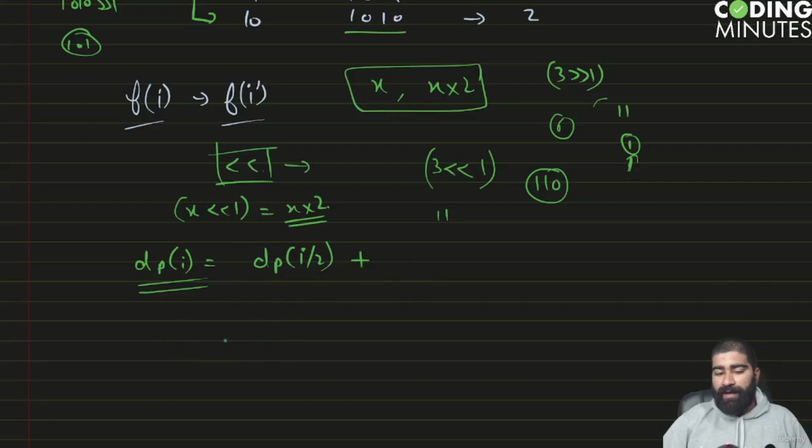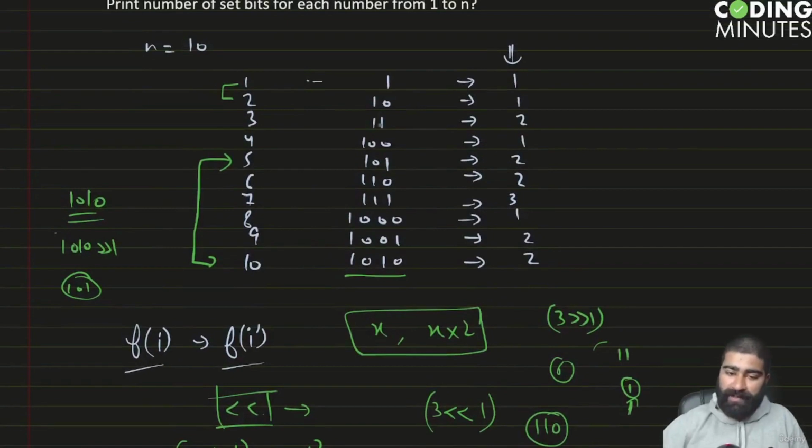So if I have i by 2, let's call it a random number, and I multiply it by 2, what does it mean? I'm left shifting it by 1, right? So basically, the number of set bits in i is equal to the number of set bits in i by 2 plus the last bit. So how do we determine the last bit, guys? What does the last bit represent? Just think about this. There's a pattern again.